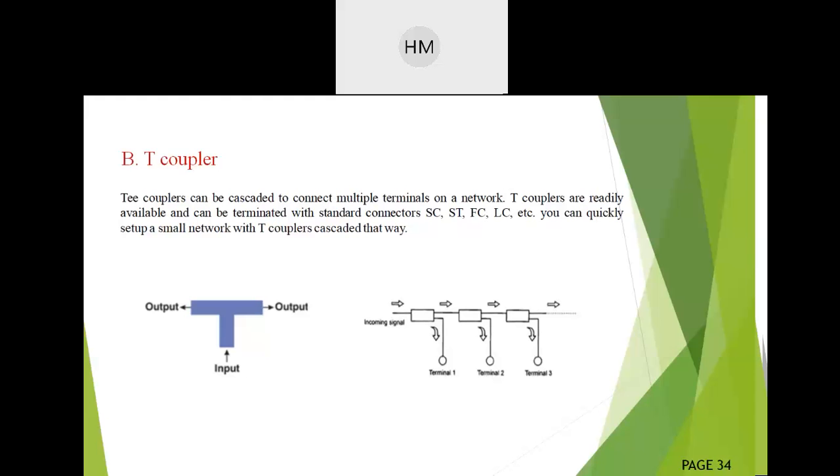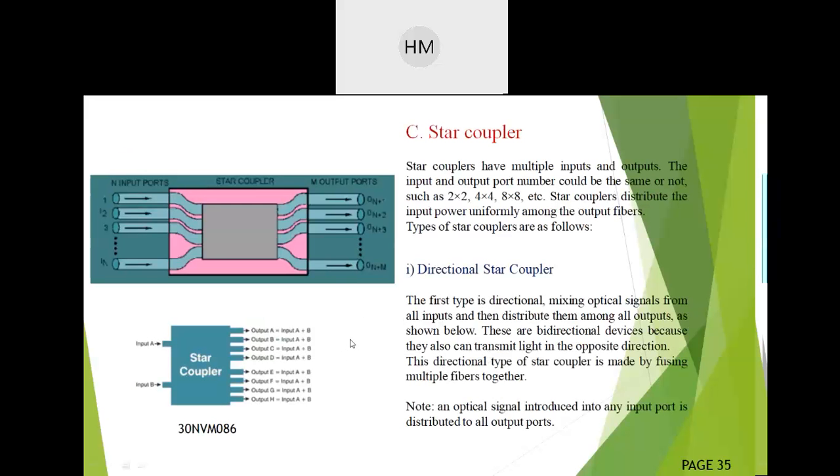Finished. We can cascade these structures also. Then we have the star coupler, which we saw earlier. There are many types of star couplers which have multiple inputs and multiple outputs. Input A, input B. This is the name of this device.